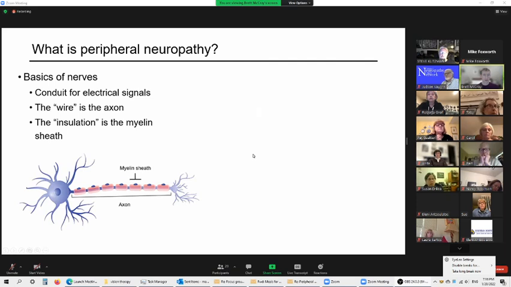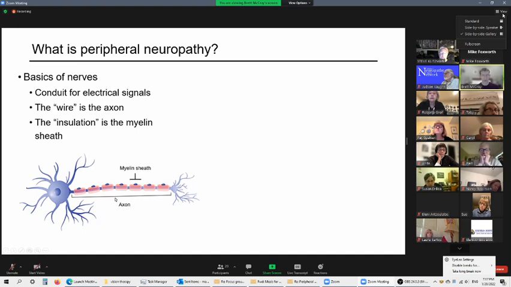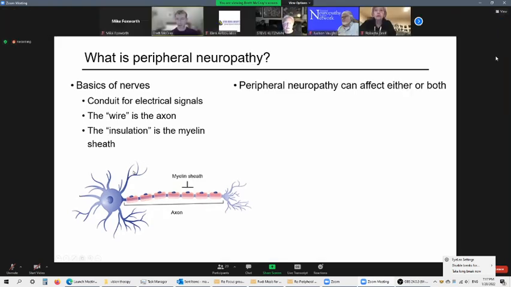So just some basics about what nerves are. I sort of think of them as electrical wires, essentially. They have a wire, which is the axon, which is this sort of blue thing running through here. And then they have insulation, which is the myelin sheath. So peripheral neuropathy from different causes can affect either the axon or the myelin sheath, or both.